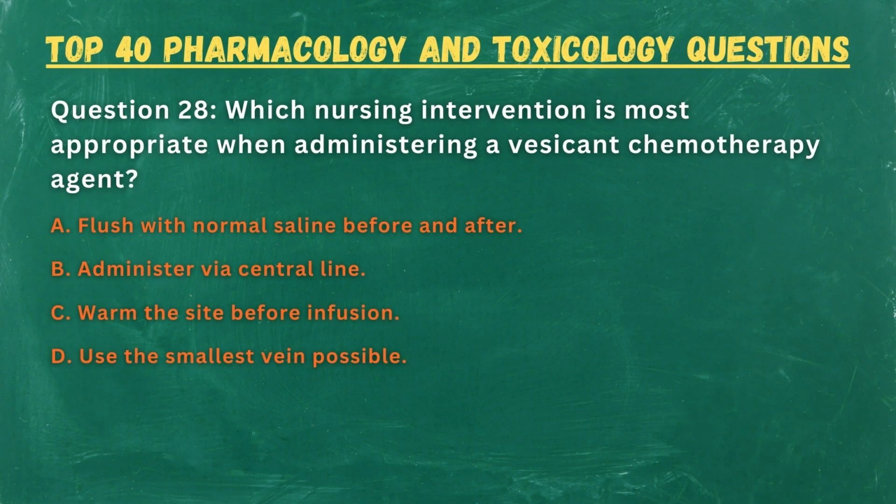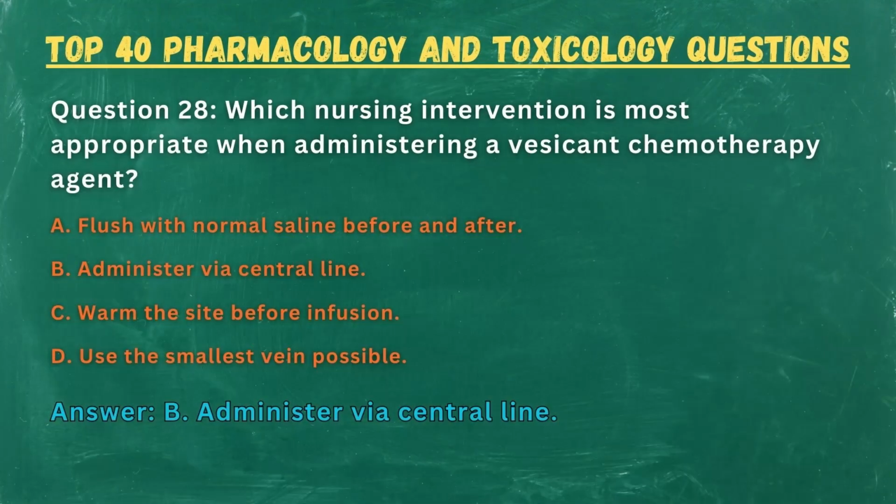Question 28. Which nursing intervention is most appropriate when administering a vesicant chemotherapy agent? A. Flush with normal saline before and after. B. Administer via central line. C. Warm the site before infusion. D. Use the smallest vein possible. Answer: B. Administer via central line.